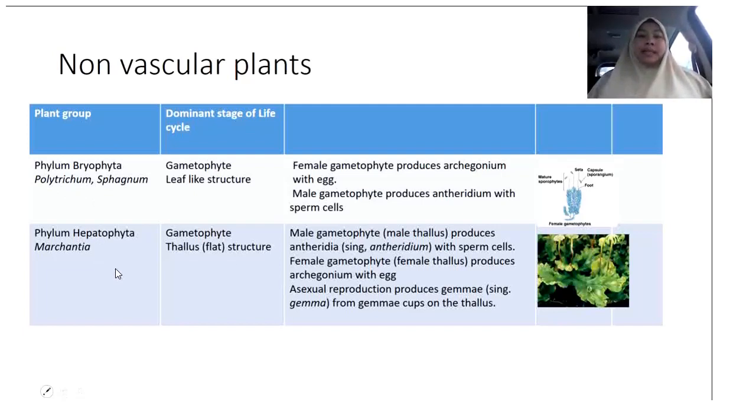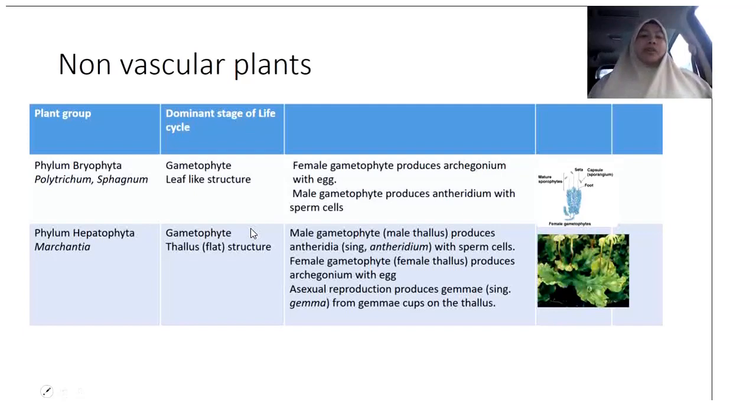I put pictures here for you to memorize the structure, because this all matters in the chapter on biodiversity, where you need good memorization and good visuals. For phylum Bryophyta, the examples are Polytrichum species and Sphagnum species. Please remember, the dominant generation stage of the life cycle for non-vascular plants is the gametophyte. Why is the gametophyte the dominant stage of the life cycle? I did mention it in the previous video.